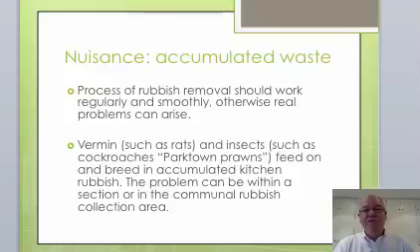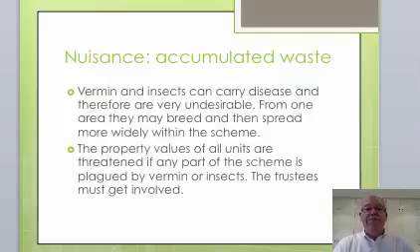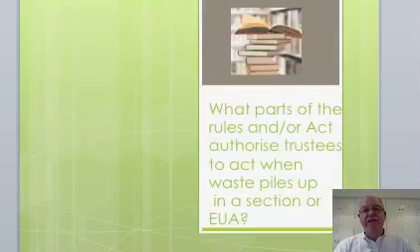But they feed on and breed in accumulated kitchen rubbish, and the problem can be found within sections or perhaps at the communal rubbish collection area on the common property. Vermin and insects can carry disease, often do, and are therefore very undesirable. From one area they can breed and spread to another, more widely in the scheme, even from one section to another. And property values can be threatened if any part of the scheme is plagued by vermin or insects. So the trustees have to get involved.